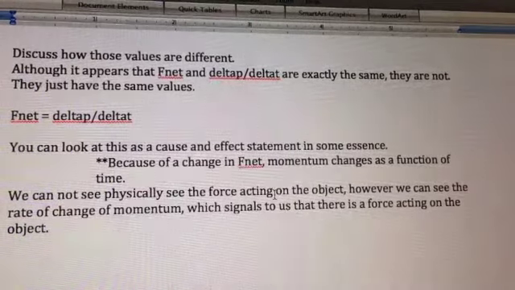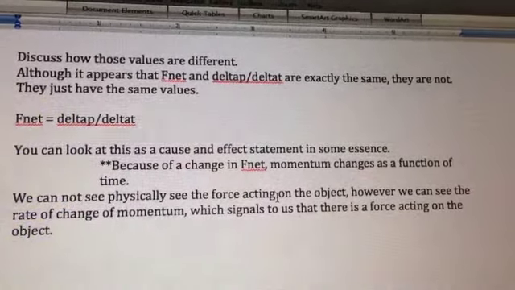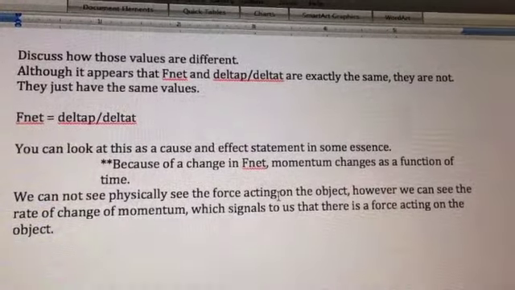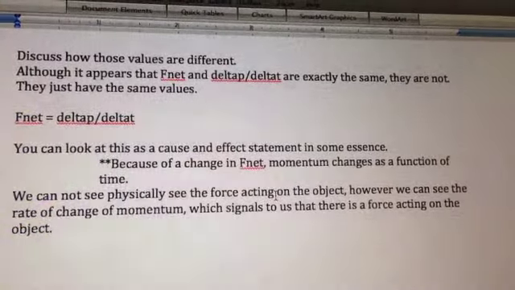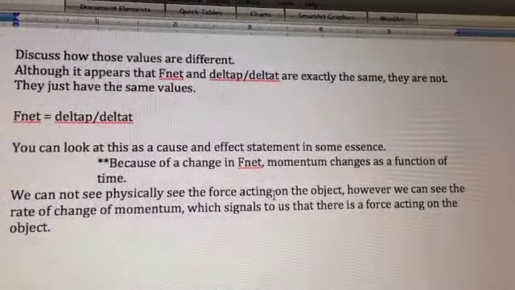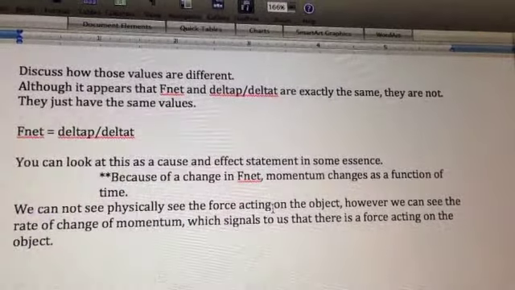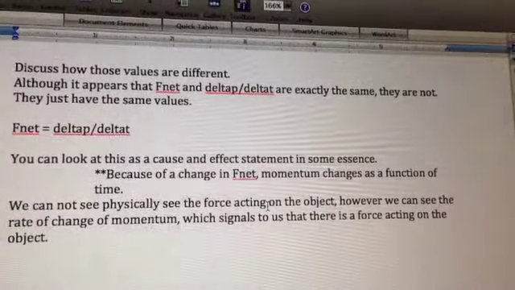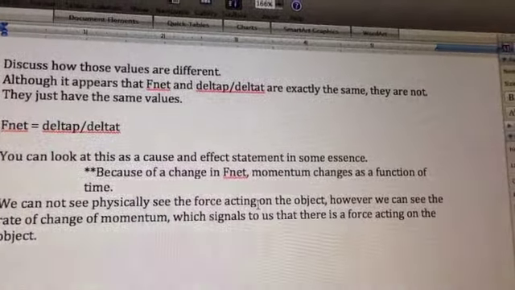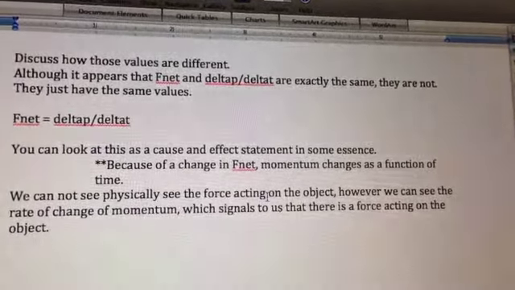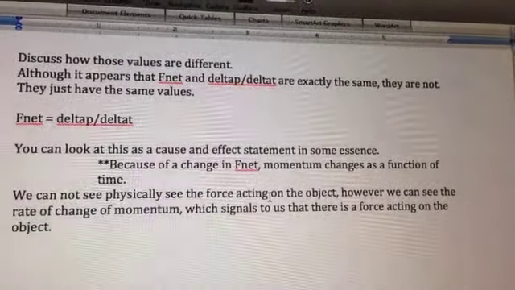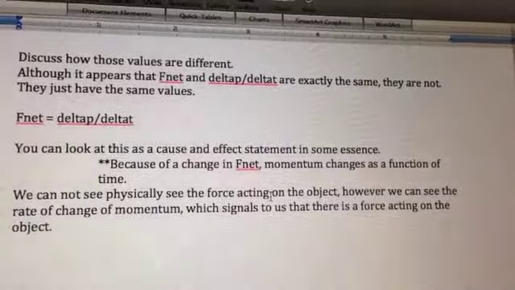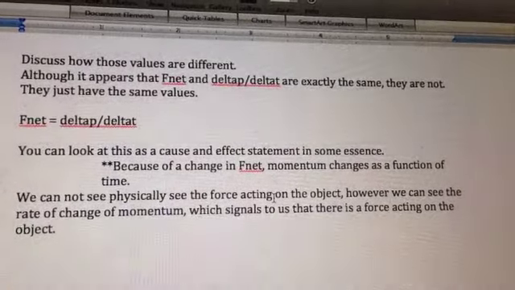Now I'm going to discuss how those values are different. Although it appears that Fnet and delta p over delta t are exactly the same, they are not. They just have the same values. You can look at the following equation as a cause and effect statement in some essence. Because of a change in Fnet, momentum changes as a function of time. We cannot physically see the force acting on the object. However, we can see the rate of change of momentum, which signals to us that there is a force acting on the object.